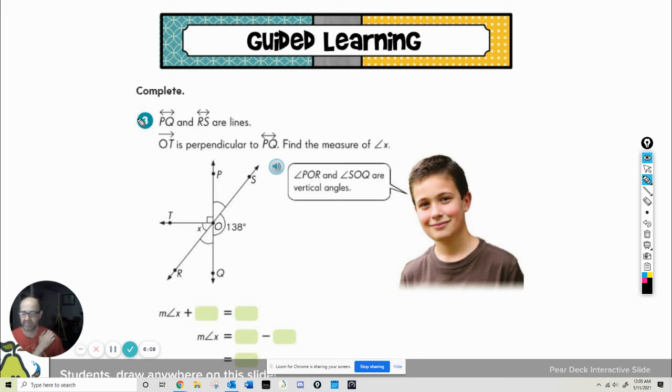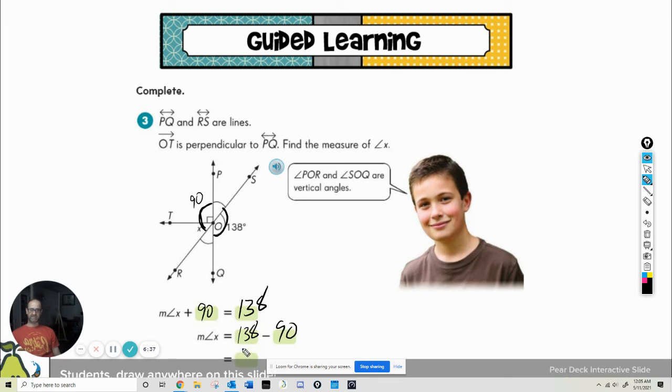Ignore all of that, okay? It would have totally worked, but I was doing it the hard way. Why didn't you tell me to stop? If this is 138, I know this is 138. Okay? And if that's 138 and that's 90, then the measure of angle X plus 90 is 138. Wow. I was doing it the hard way.